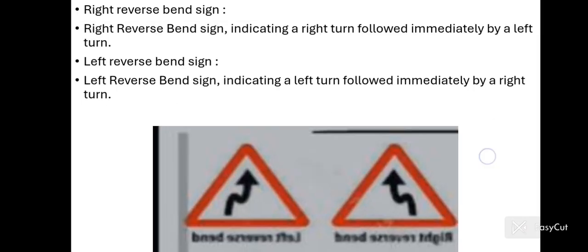Now coming to the next two signs, this is a right reverse bend sign. The right reverse bend sign indicates a right turn followed immediately by a left turn. The first one is right here. Actually not, it's like topsy-turvy, but it's okay.